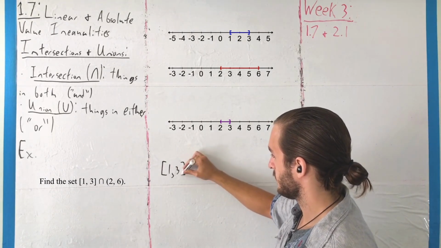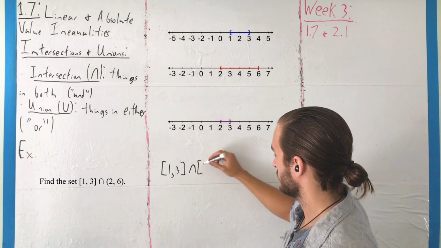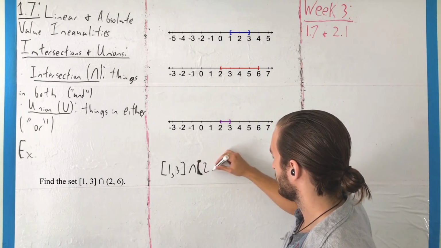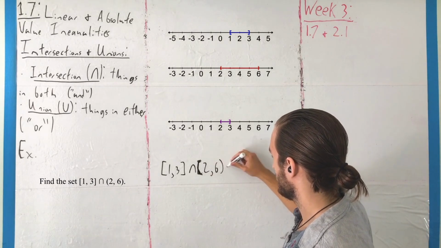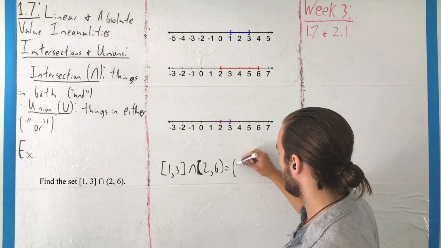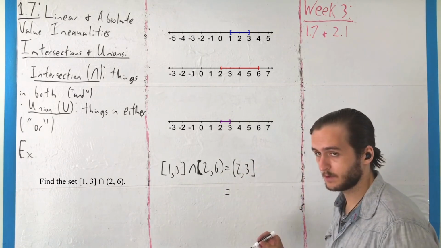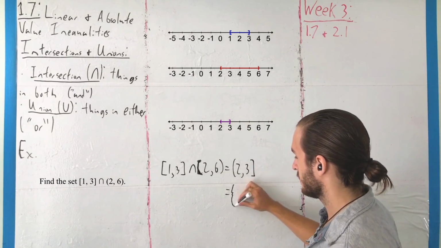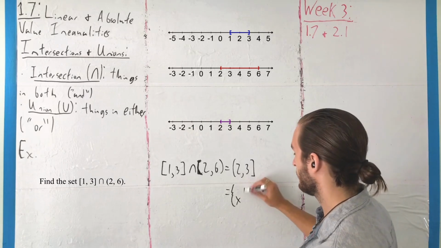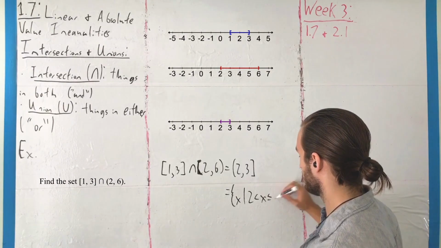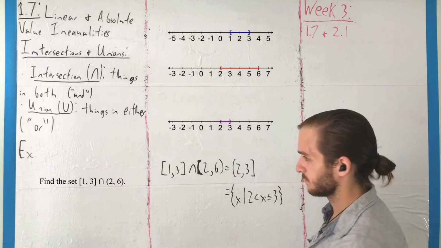1 to 3, intersect 2 to 6, ends up being the half open interval from 2 to 3, or if you prefer in set builder notation, which we're still learning all of these things, I'll write anyway, the set of x values such that 2 is less than x, which is itself at most 3.